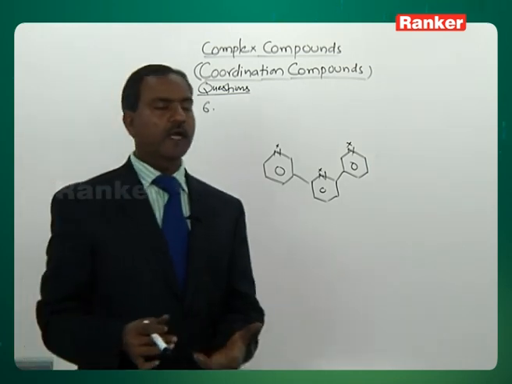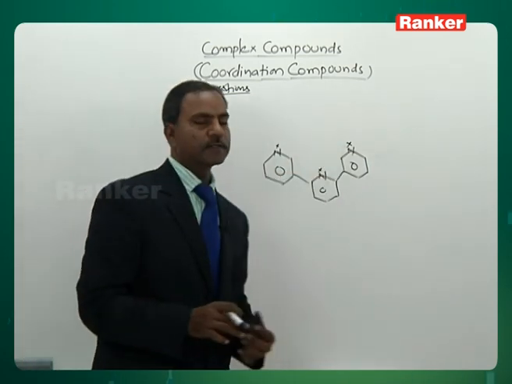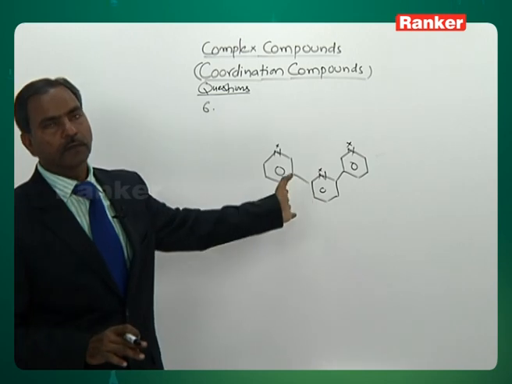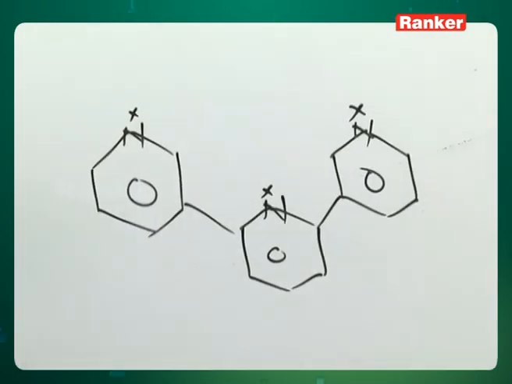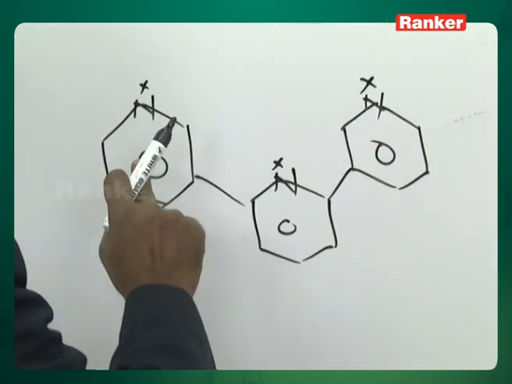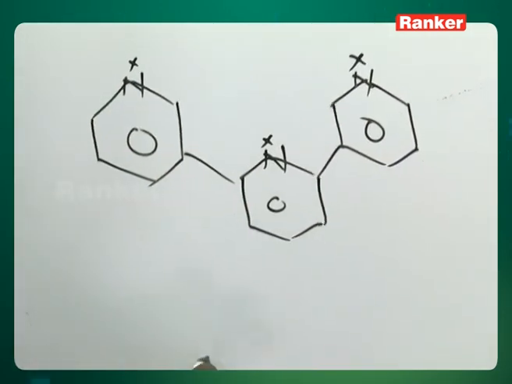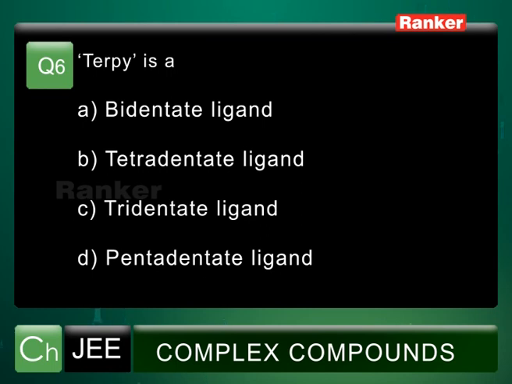Terpy is what type of ligand? Bidentate? No, it is carrying 3 donor atoms. Coming to B, tetradentate? No, it is only tridentate. Therefore, option C is the correct answer. Terpy is a tridentate. Therefore, the answer is C.